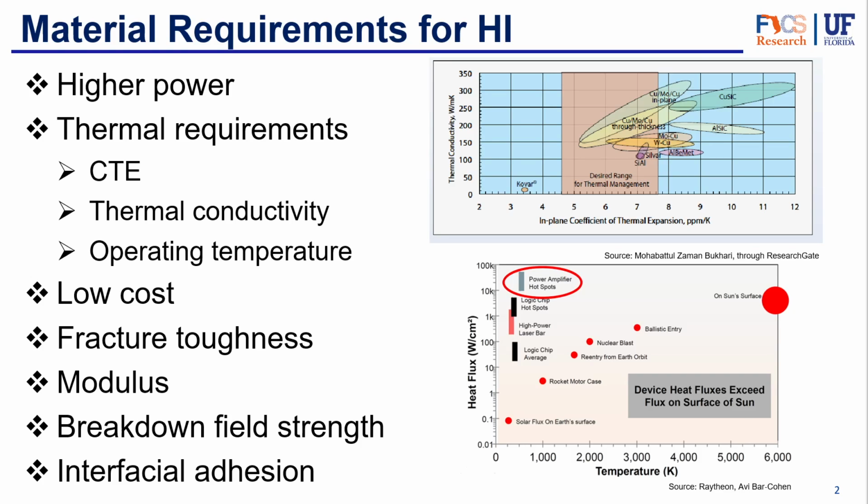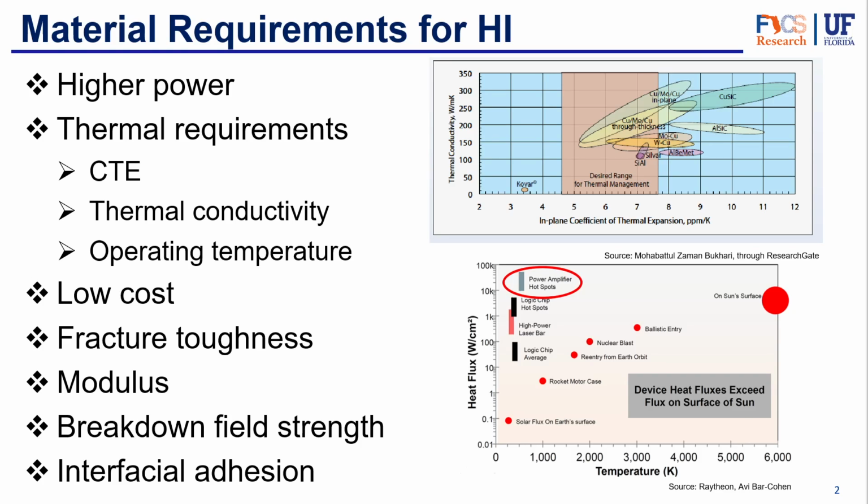So the first thing we need to do is look at what we need from the materials, because not every material will work for any application. So we need to make sure that the materials we pick match the properties that we need from them. One of the most important things that we're going to need is high power capabilities, especially as we move forward with technology. We're going to need materials that can withstand and can perform under high power conditions.